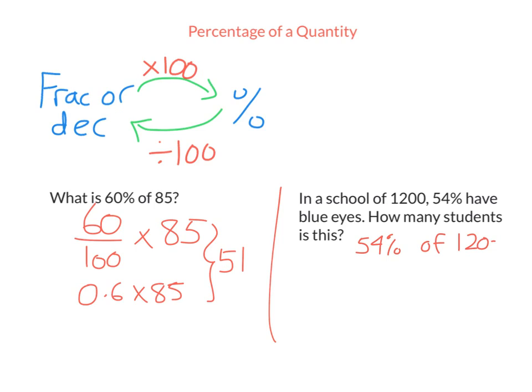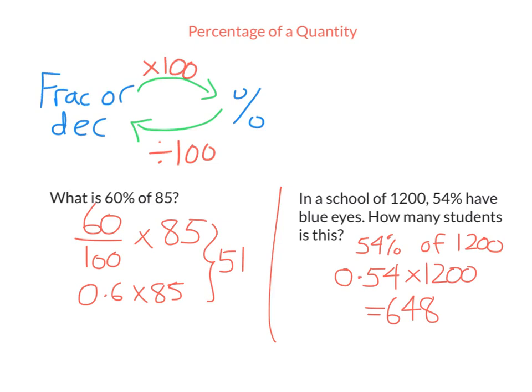So I convert the percent to a fraction or a decimal, doesn't matter. So to go from 54% to here, I divide by 100. 54 divided by 100 is 0.54. So after converting the percent to fraction or decimal, you multiply it by the quantity. And putting that in my calculator, I get 648. So that means 648 of the 1200 students here have blue eyes.